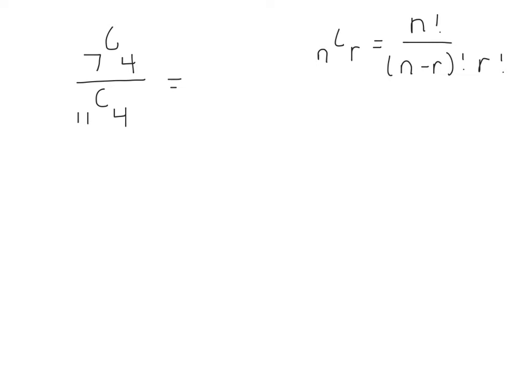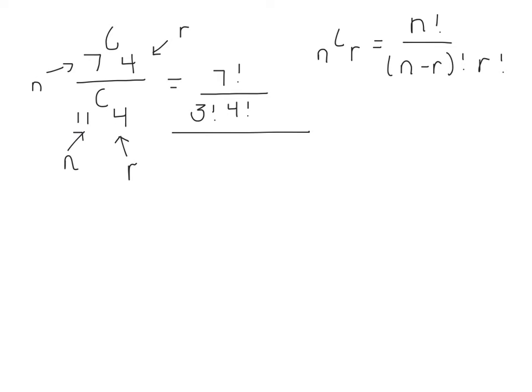So for instance, in the numerator of this fraction, we have n is 7 and r is 4. In the denominator, we'll have n factorial, 11 factorial, divided by 11 minus 4 factorial, which would be 11 minus 4 or 7 factorial, times 4 factorial.